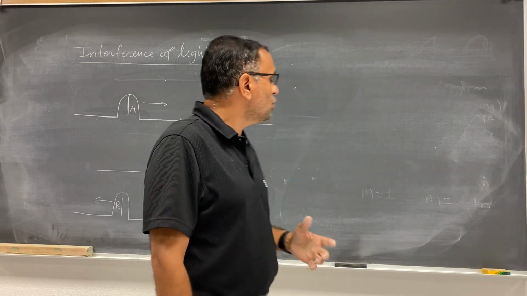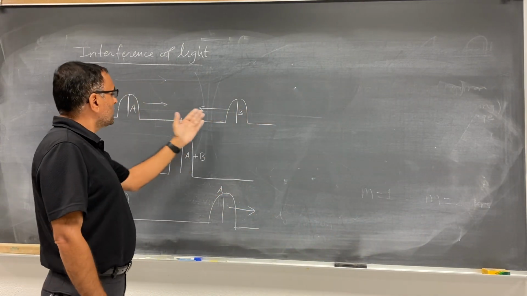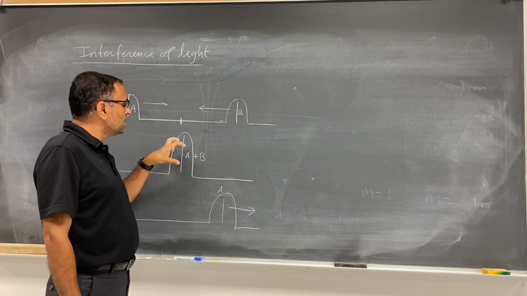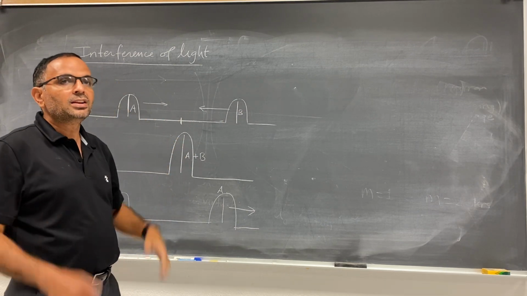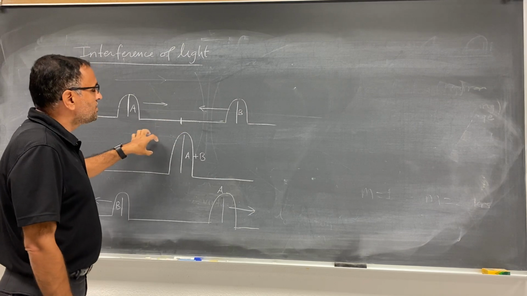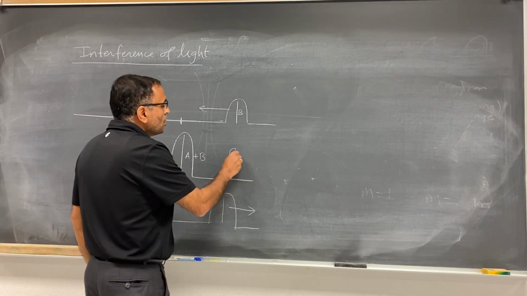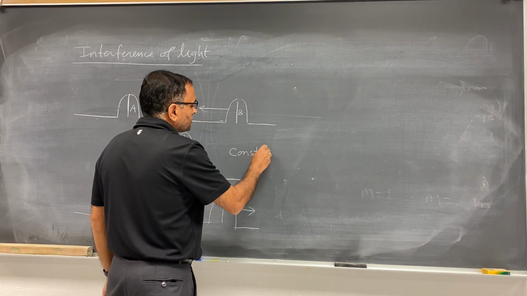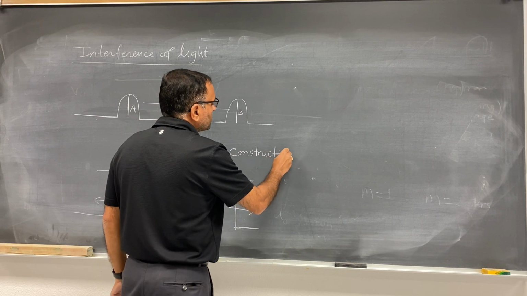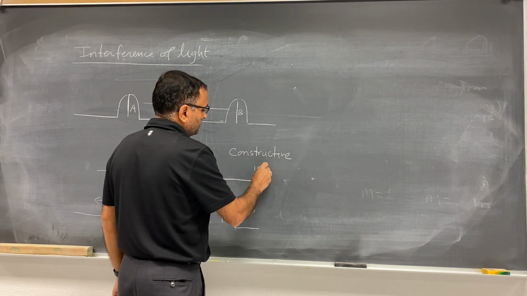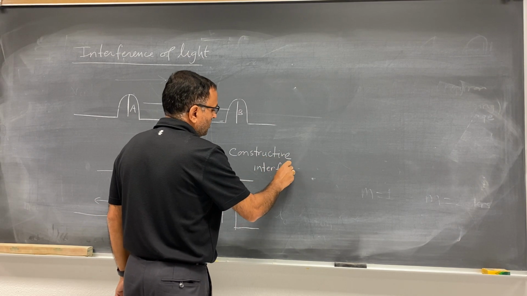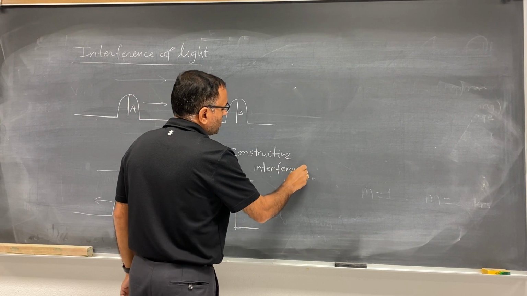If it is a sound wave, one sound wave coming from here, another sound wave coming from there, then if they interfere like this, you hear really loud sound. And this type of interference is called constructive interference.